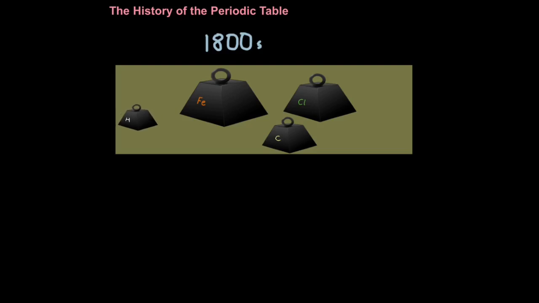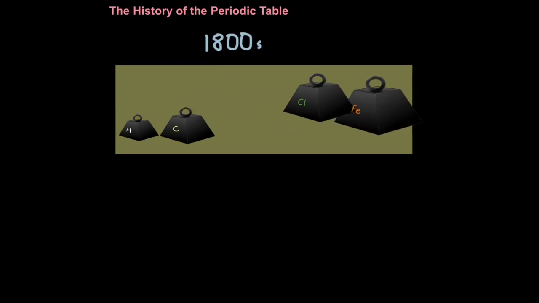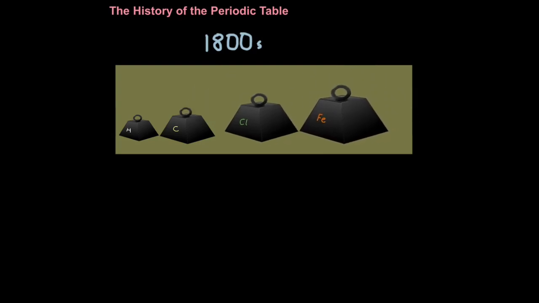So hydrogen would be the simplest, and then in this list, for example, carbon was 12 times heavier than hydrogen. That's why it has a relative mass of 12, and hydrogen has a relative mass of 1. Then chlorine here, then iron here, for example. So it was fairly easy to organize elements in terms of their mass.